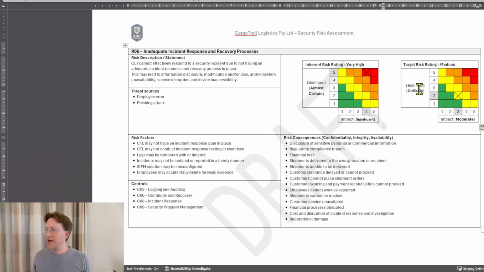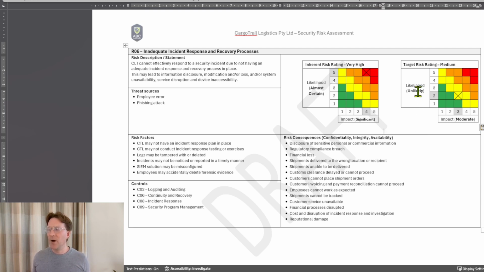For the target risk rating, the likelihood is unlikely, the impact is moderate, and therefore we have a medium risk rating. This is because we can have training, we can have guidance, we can have practice, we can have testing. So people have an idea of what to do. They're going to behave much better than they would without any of those things. But you cannot ever have a perfect response to something.